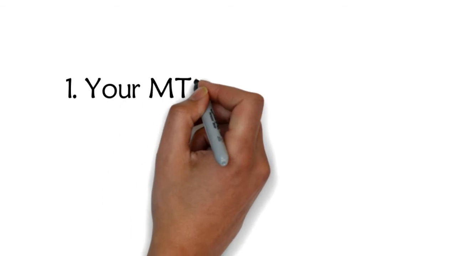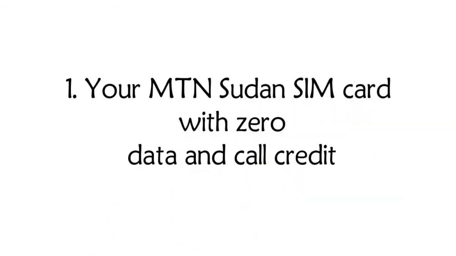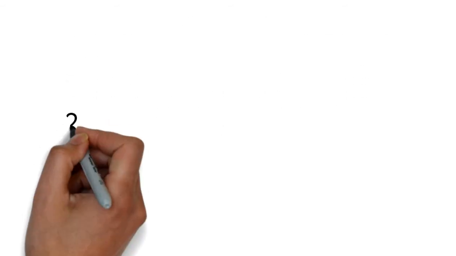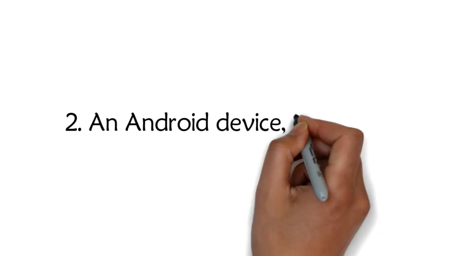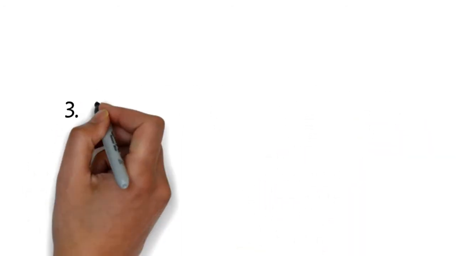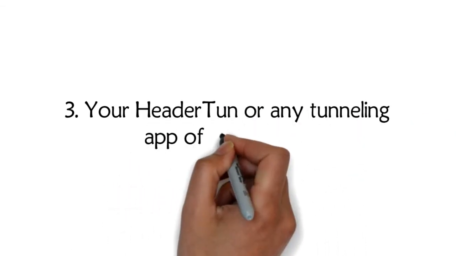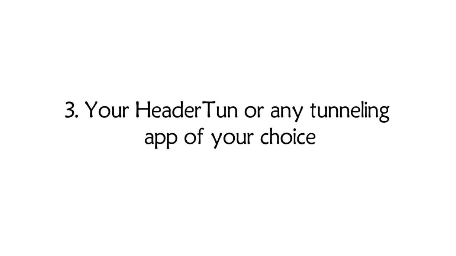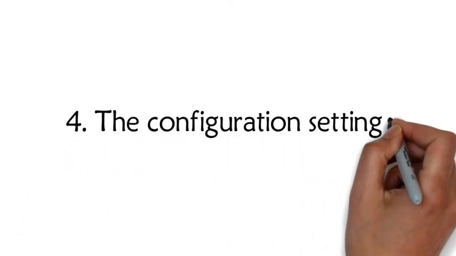Requirements: 1. Your Mountain Sudan SIM card with 0 data and call credit. 2. An Android device, iOS or PC. 3. Your HeaderTun or any tunneling app of your choice. 4. The configuration settings.